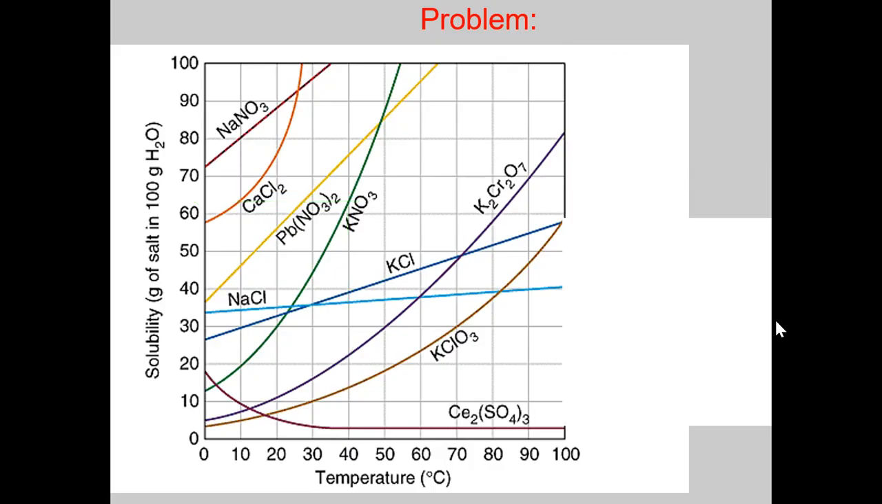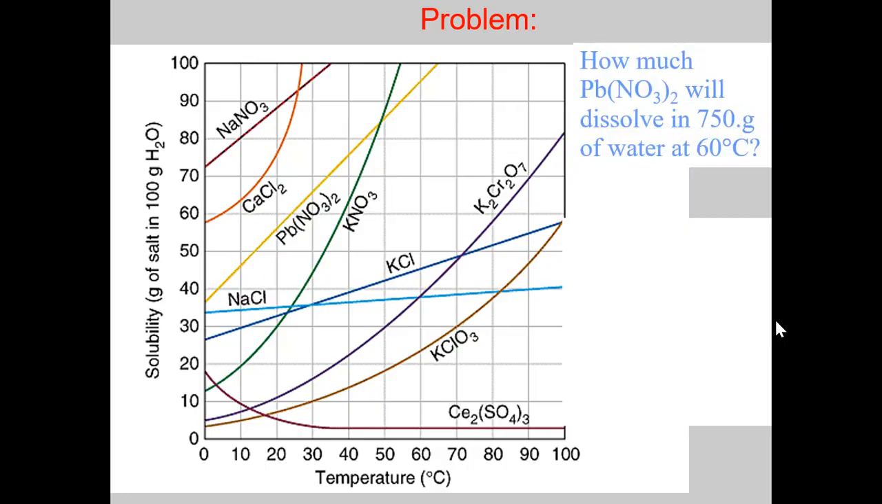Let's keep going. So next one, how much potassium nitrate will dissolve in 750 grams of water at 60 degrees Celsius? So this is very similar to the last one. So I'm going to ask you to pause. Try this one on your own, and then when you're done, restart the video.